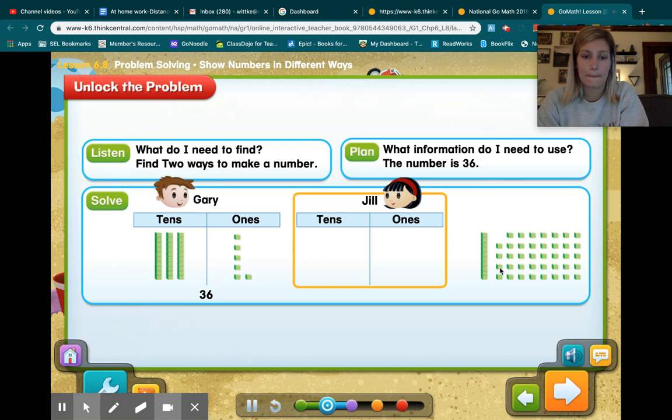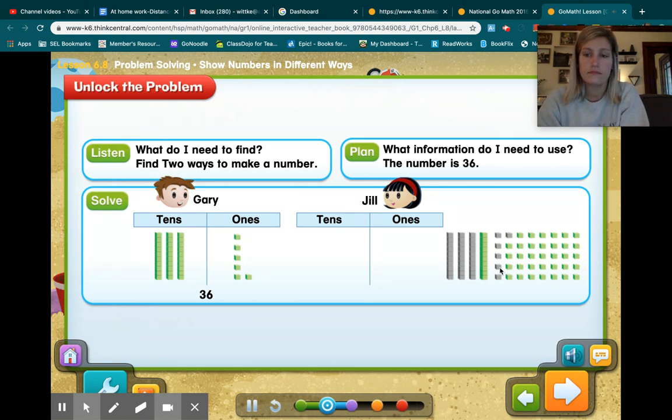Can Gary and Jill each get 3 sheets of 10 stickers? No, there were only 4 sheets of 10 stickers. We gave Gary 3 sheets. How many sheets of 10 stickers can we give Jill? Jill gets 1 sheet of 10 stickers because Gary has the other 3. Click to give Jill the last sheet of 10 stickers.